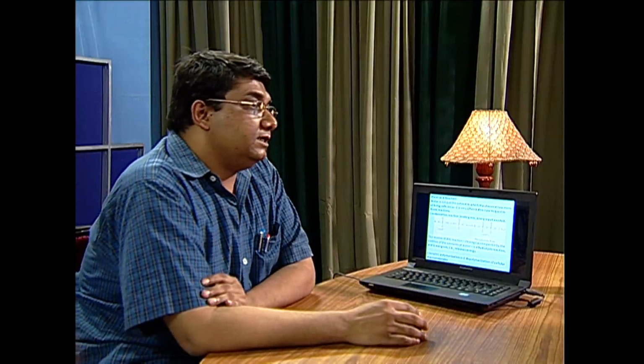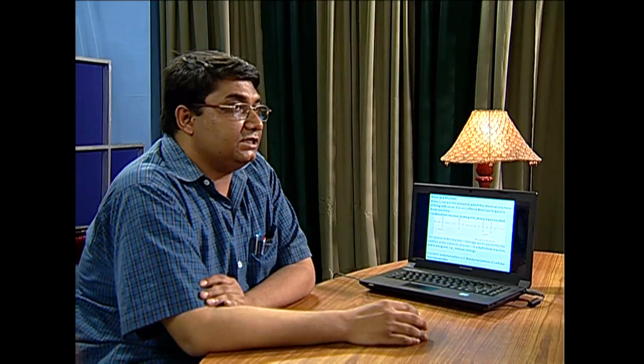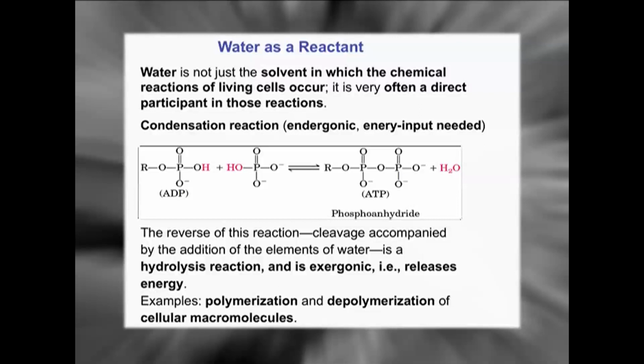Sir, can water directly participate in biochemical processes as a reactant? There are many such examples where water participates directly in one of the most important biochemical processes of life. Say there are certain reactions called condensation reactions where two molecules condense to form a bigger molecule. Like here, ADP combines with inorganic phosphate forming ATP. Here you can see water is eliminated between the two molecules. Now this is an example of a condensation reaction.